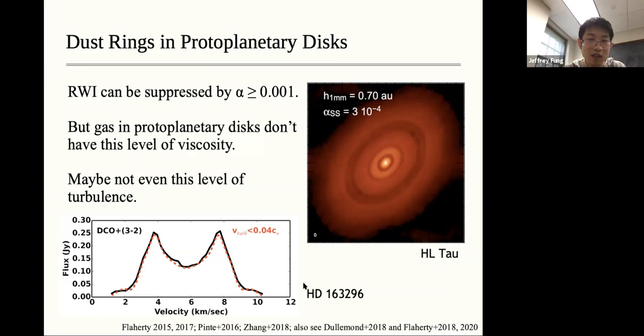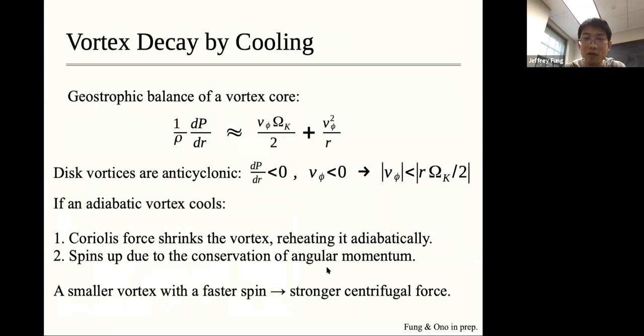And in some other disks, for example HD 163296, turbulence was not measured. They looked at it and there was no evidence of turbulence, and the upper limit here would correspond to an alpha of a few times 10 to the minus 3. So I'm proposing 2 ways of killing vortices.